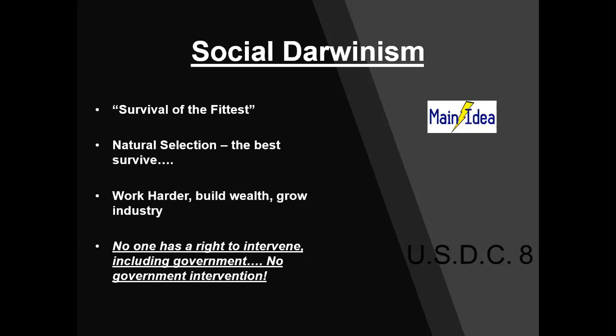Social Darwinism claims that no one has a right to intervene with how people work, and that's including government. So what it's saying is you can go out and become a millionaire if you want, but at the same time, if you just want to work a minimum wage job because you're not working harder to improve yourself, you can do that. So social Darwinism is saying survival of the fittest on an economic level.